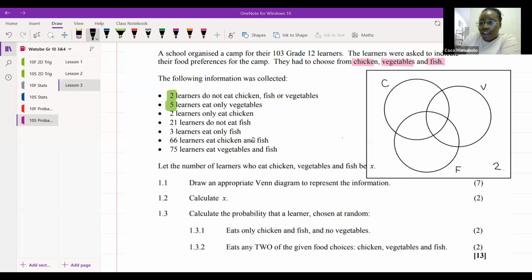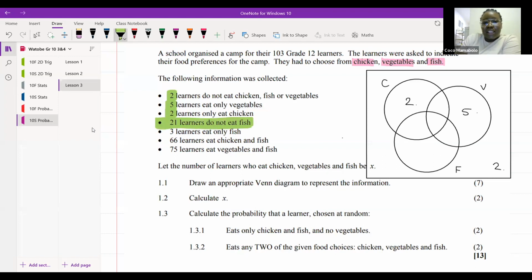Beautiful. So 5 goes here. Right. And then it says 2 learners eat only chicken. So that goes in the chicken circle. Yes, the intersection, correct. Okay, now this 21 learners do not eat fish. We're going to come back to it, because it's a little bit complicated.